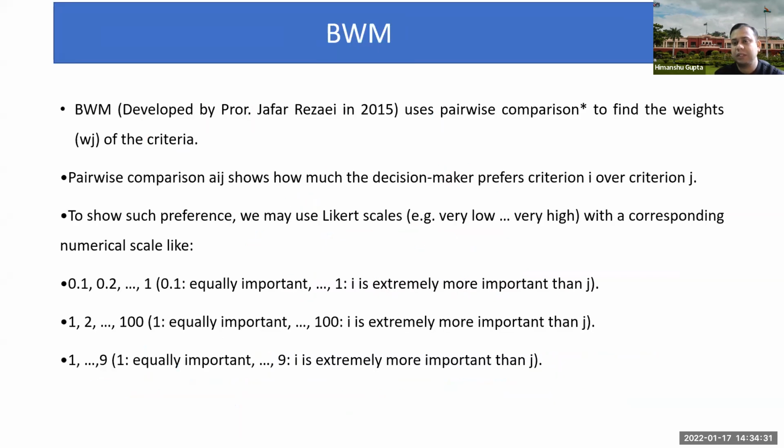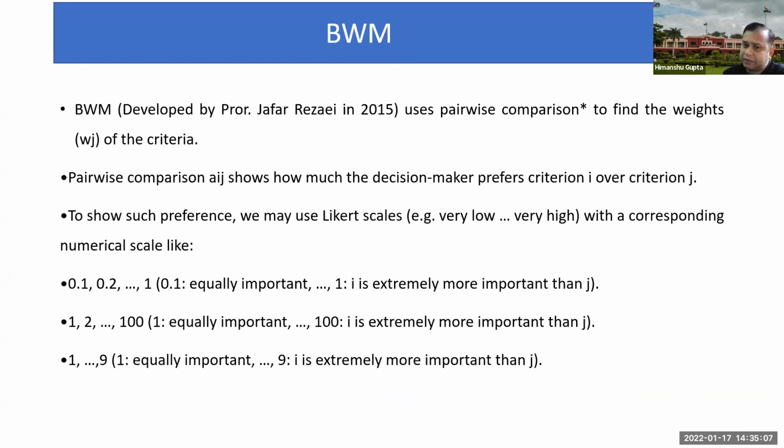Now coming to the best worst method that we have used. The best worst method is a part of MCDM methods only. It was developed by Professor Jafar Rezaei of Delft University, Netherlands in the year 2015. And since then there have been many evolutions of this methodology. The basic purpose is the same, but with some additions. So we have used the version that was evolved in 2016 in our study.